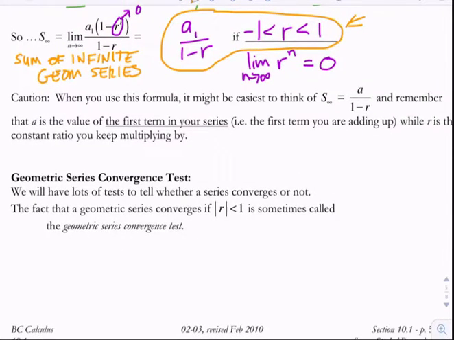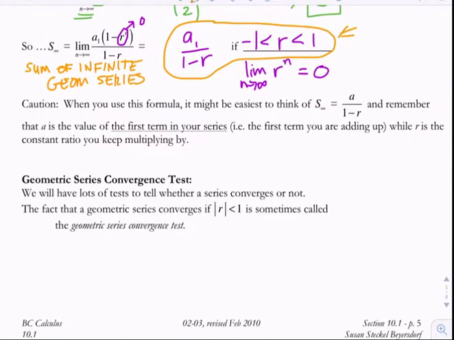Oh, first a caution. So here's the caution. I have learned that people get messed up with this a1, so I often actually just write it like this, and I tell people to remember that a is just the first term in your series. It's the first term you're adding up. So you don't really have to work too hard at this. a is just the first term that you're adding up. r is the constant multiple. Okay, so that's what I really want you to know.